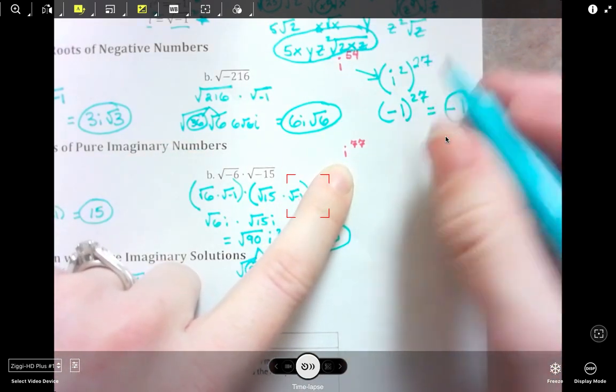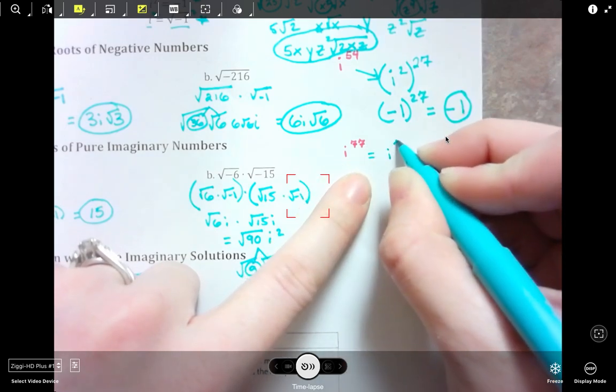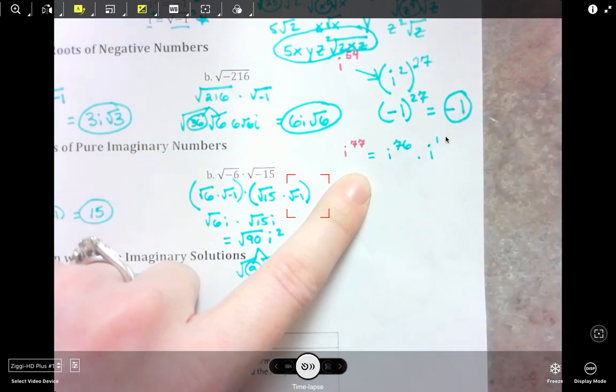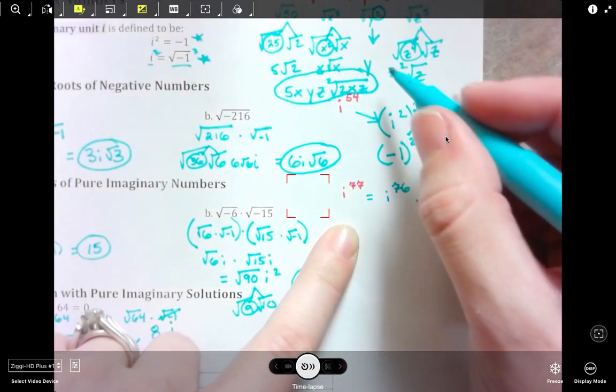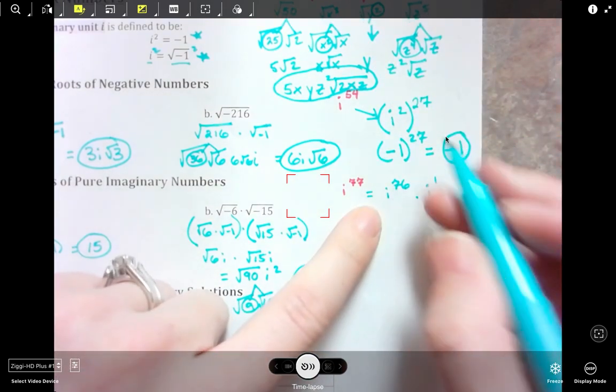Now, i to the 77th power. Since that's an odd number, I'm going to write that as i to the 76th power times i to the first power. You always hang off one, like we did up here with the z's and the x's. You hang off one on the side. So let's deal with i to the 76th power.